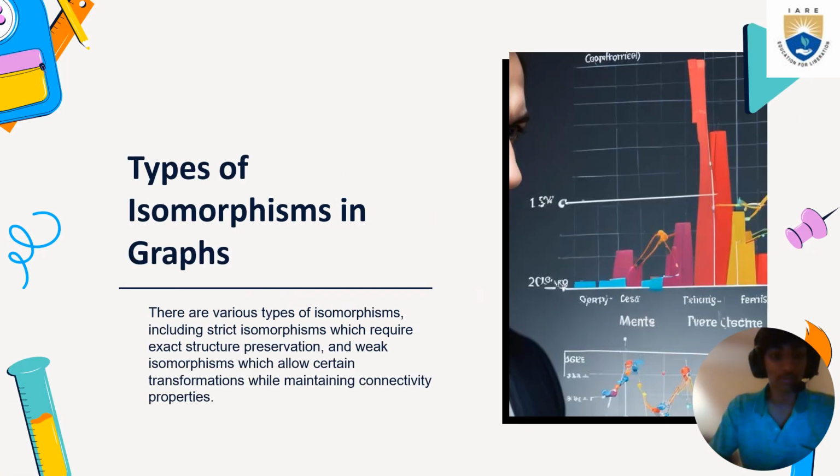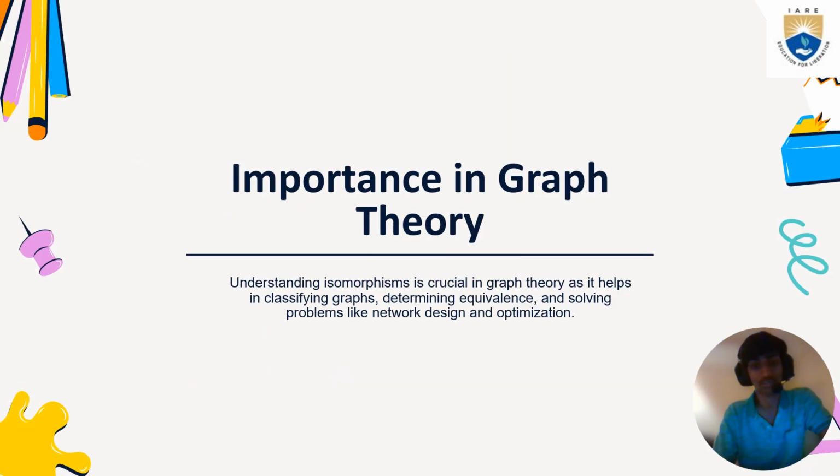Types of isomorphism in graphs. There are various types of isomorphism, including strict isomorphism, which requires extra structure preservation, and weak isomorphism, which allows certain transformations that maintain connectivity and basic properties.